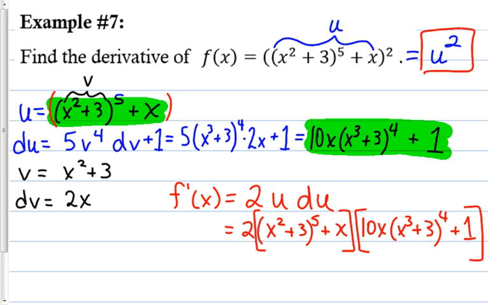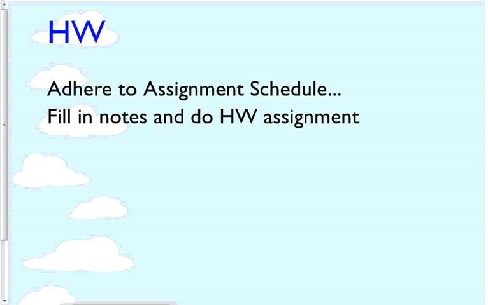And as yucky as that equation is, I don't want to simplify it, so we're going to leave it like that. Please do your homework.